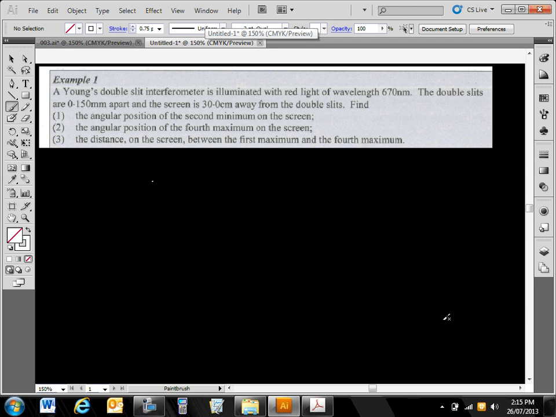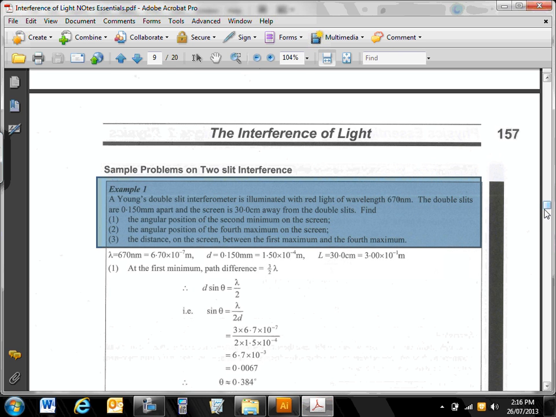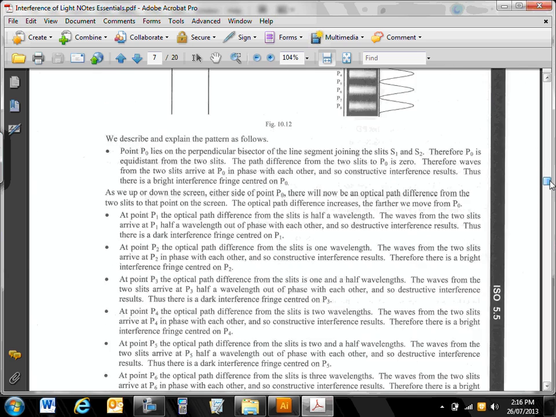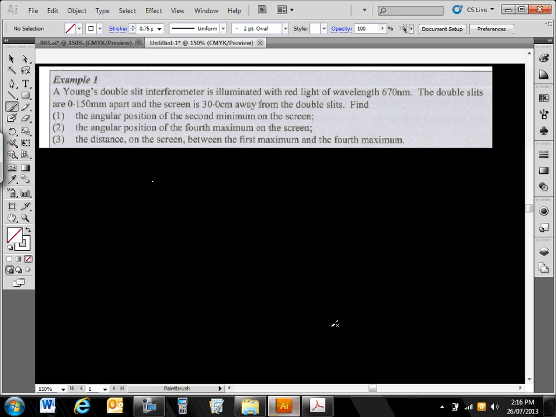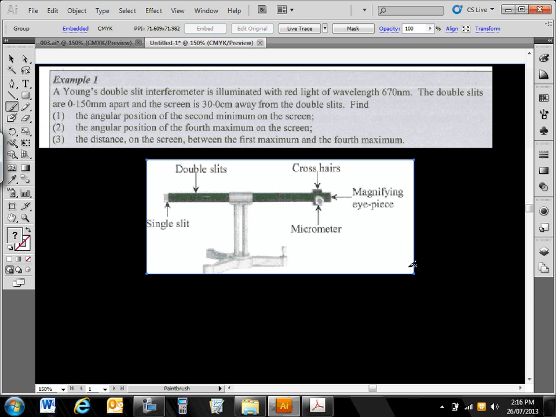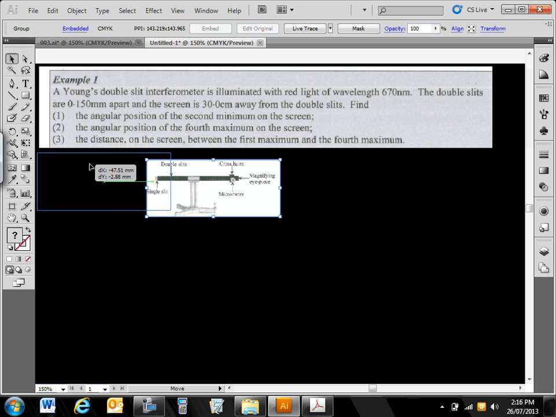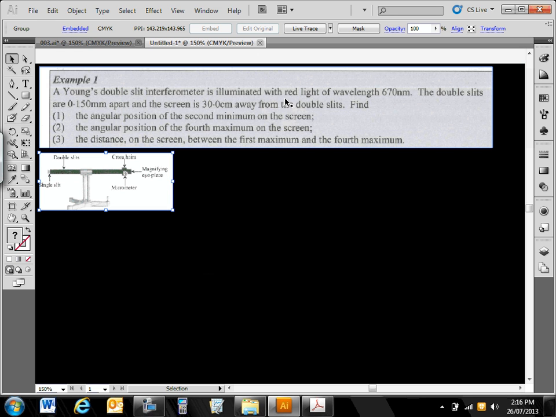A problem for you. Young's double slit interferometer. Remember what this device looks like. You may use one. Here it is here. It is illuminated with red light of wavelength 670 nanometers. So on this side of the interferometer, because you're on this side looking through the eyepiece, we've got red light of wavelength 670 nanometers.